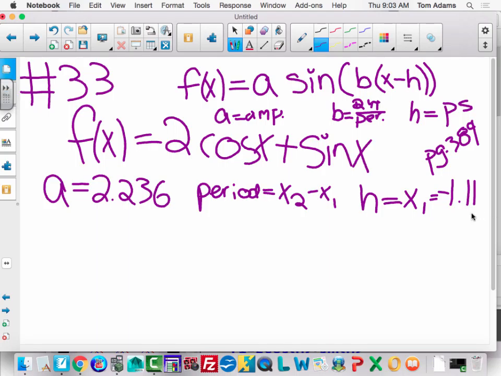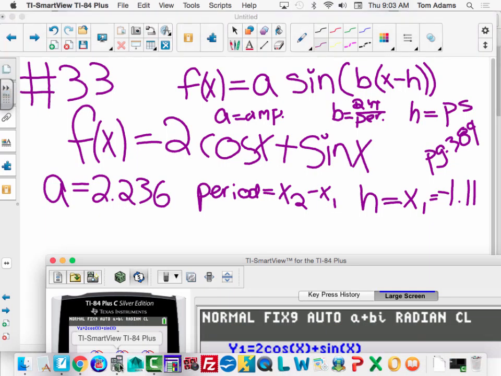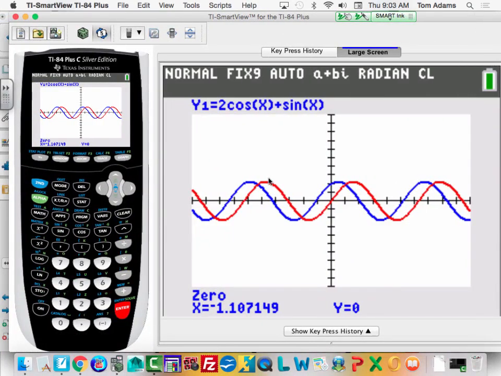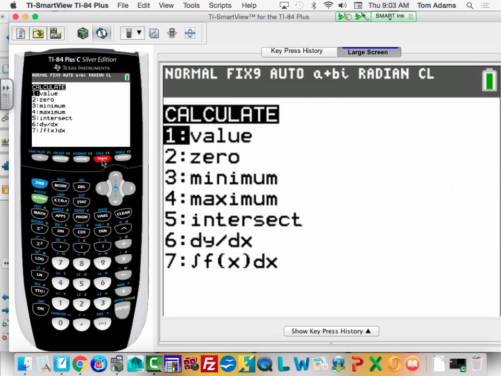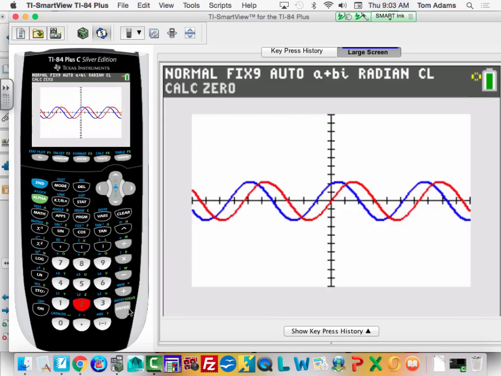Okay. So now over here, this is where it gets confusing. We're going to plug that in here in just a second. But what I'm going to do is I'm going to continue. I'm going to pretend that I'm a student. I'm going to do it in a way that you guys would normally do it. So what I'm going to do is I'm going to hit second trace, which is the calculate menu. I'm going to choose the next 0.